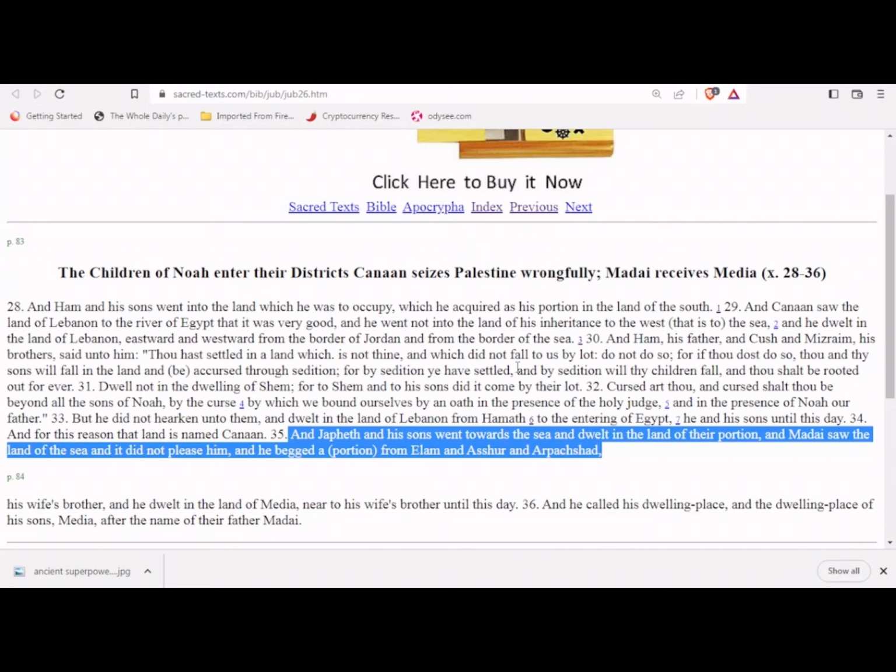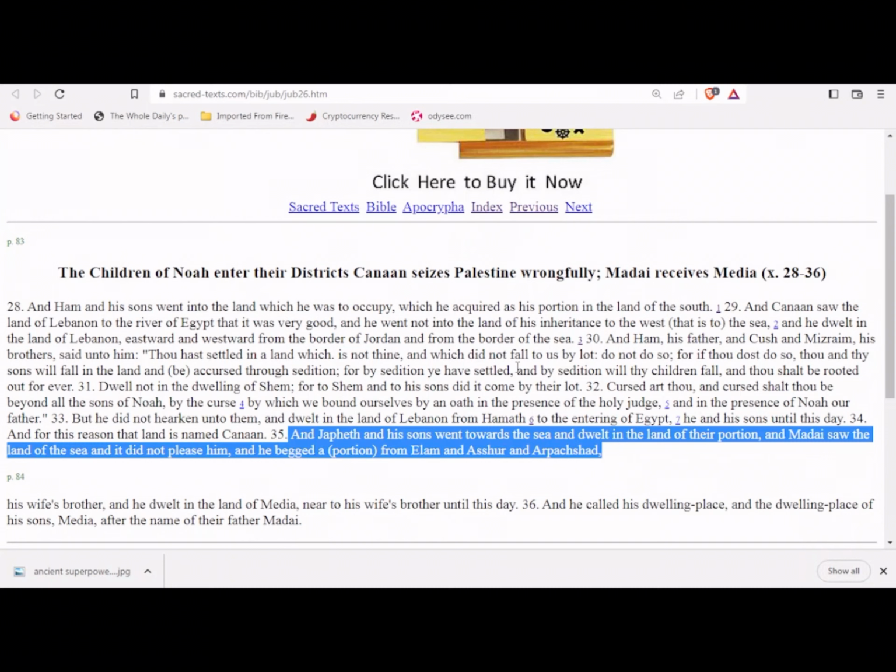So this is very interesting that we have this account that Madai marries a daughter of Shem, and he comes to live amongst the descendants of Shem. And this could explain this connection with the Medes and the Persians, because we learned from Josephus that the Persians come from Elam. So now we can understand why there can be a connection between the Medes and the Persians.